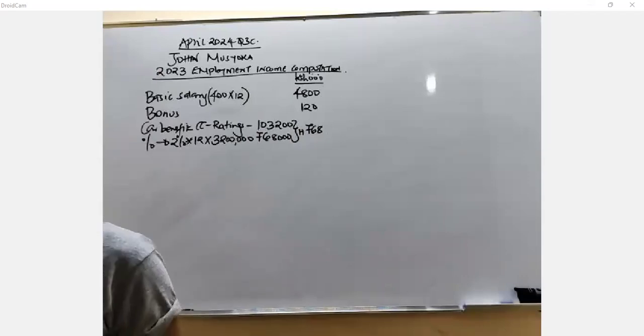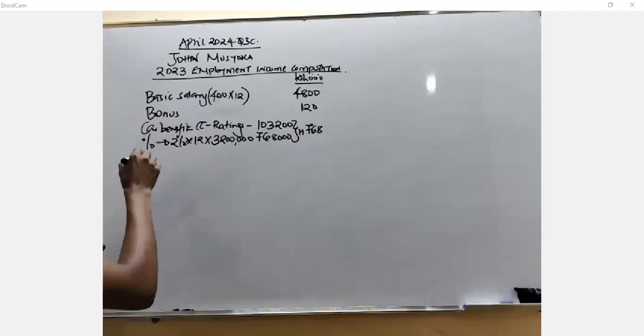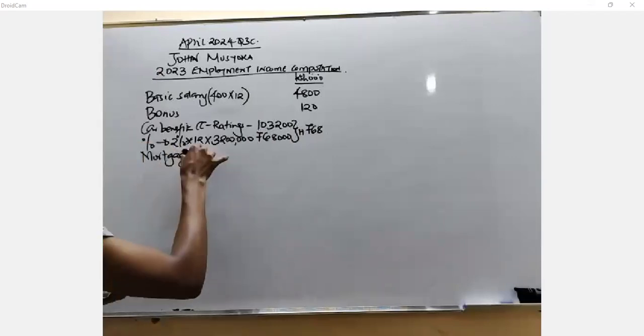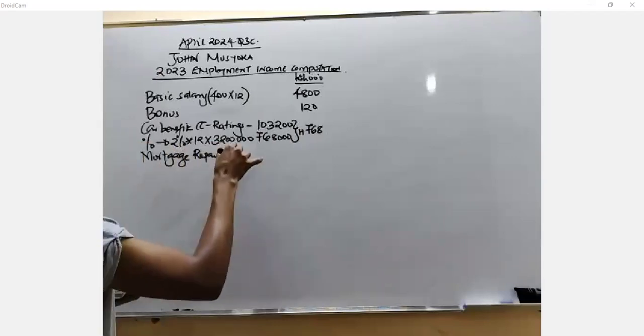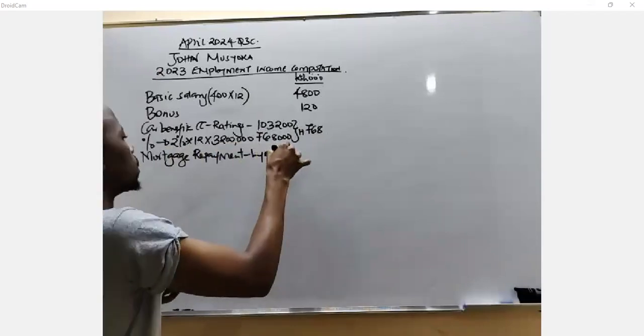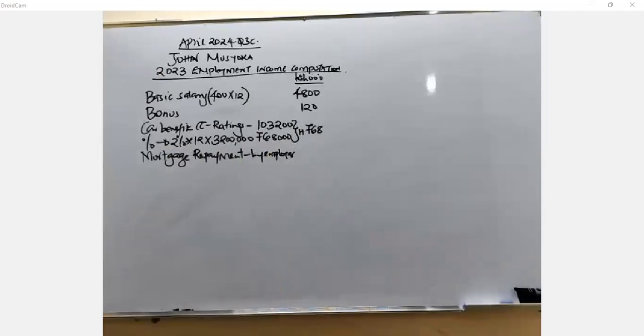What is the amount of the mortgage repayments by the employer? The mortgage repayment by the employer is a taxable benefit. Now, by the employer, how much is it? We have been told it is 820, which includes an interest of 180, right?